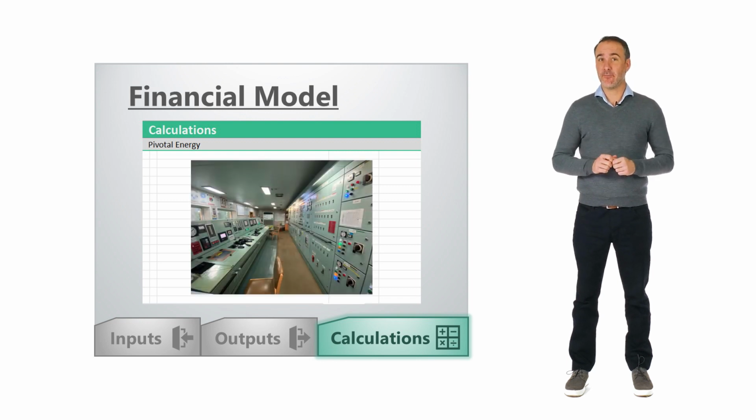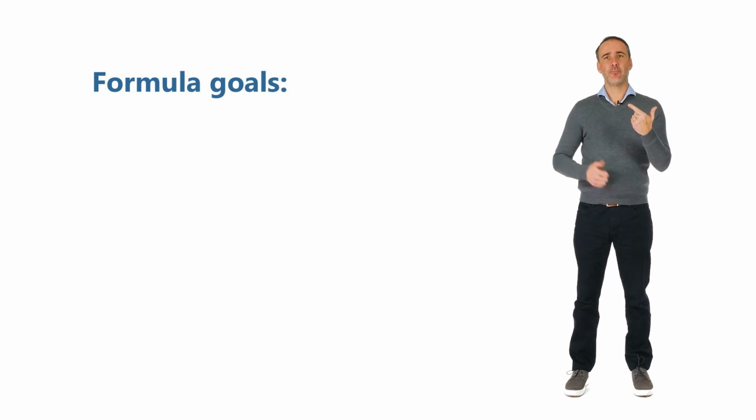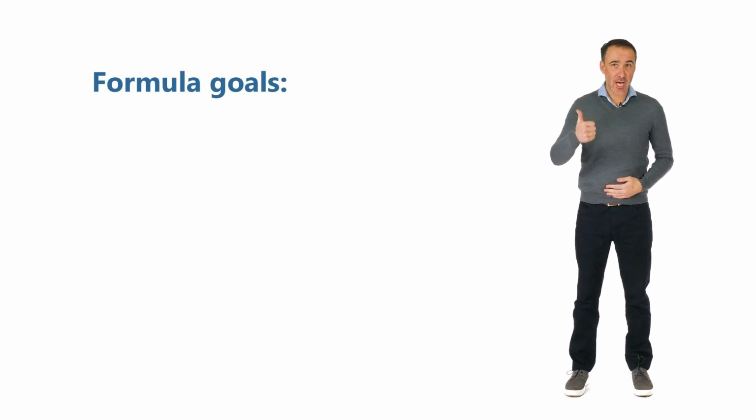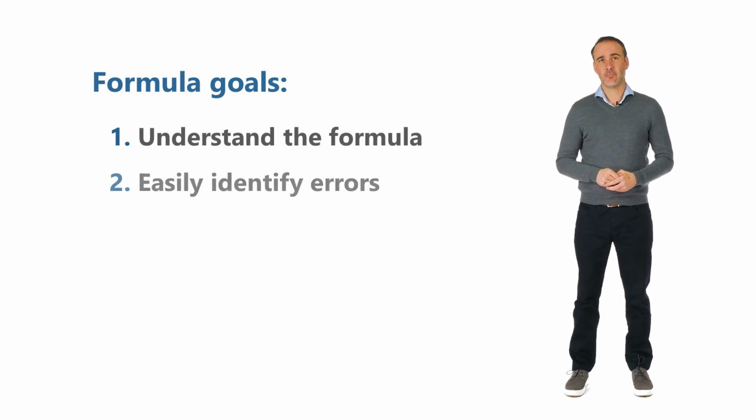It's crucial that the formulas are not just accurate, but also easy to understand. And the two main goals of these best practices are, one, to ensure users and reviewers know what the formula is calculating, and two, to easily identify errors. Let's start by taking a look at an example of a bad formula. Ironically, it's easier to identify best practices when they aren't used at all.